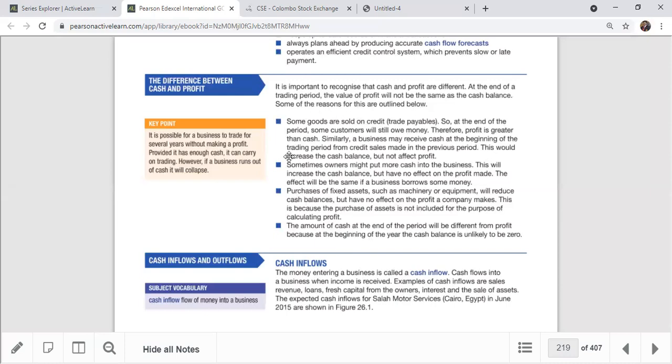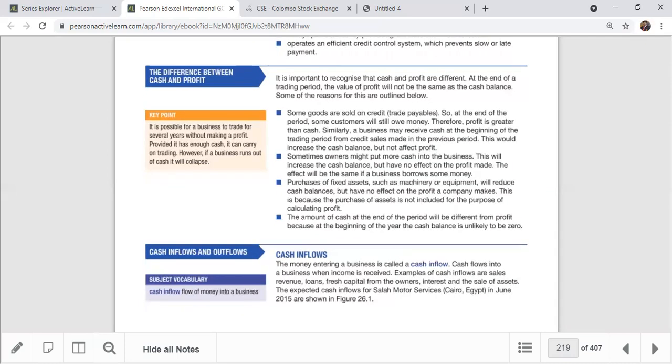And this section, the difference between cash and profit, is not that much tested in our exam so far. But you should know, in case they ask you to explain one difference between cash and profit. You must keep at least one example in your mind to write down the difference between cash and profit.